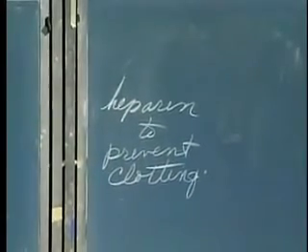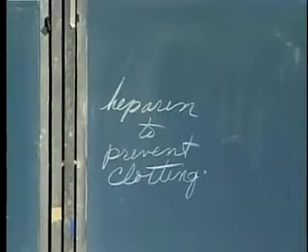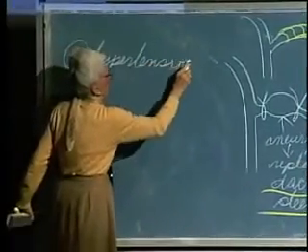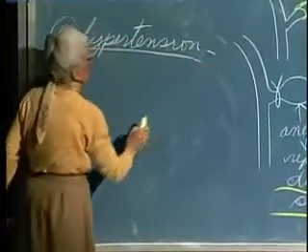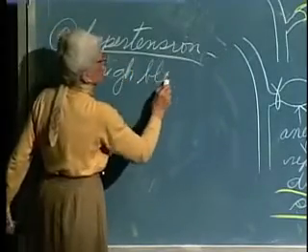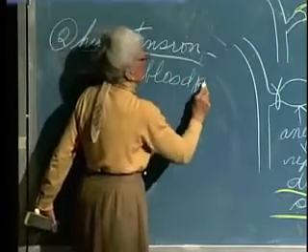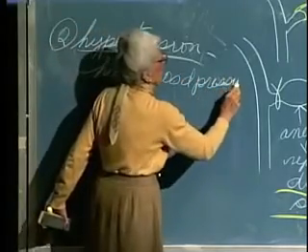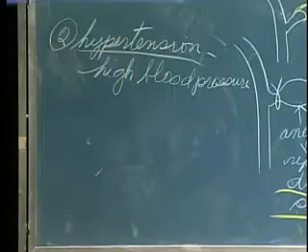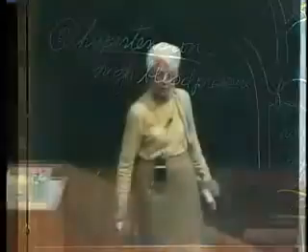Now another disorder with the vascular system will be hypertension, which as you know is high blood pressure. Reportedly, 1 out of 5 adults in America have hypertension.